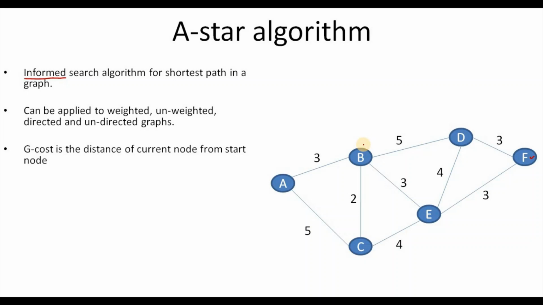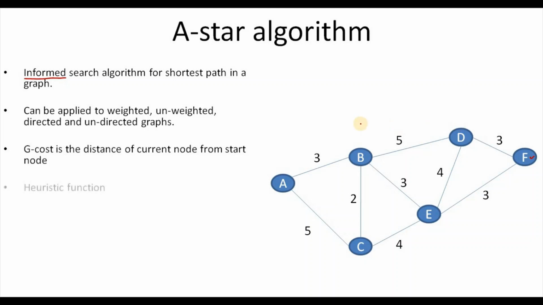In the same way, if I want to calculate the G cost of node D, it will be the distance from D to A, which is the distance between A and B, plus the distance between B and D, which will be 8. So this is our G cost.